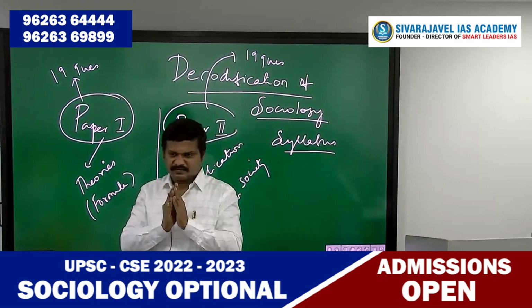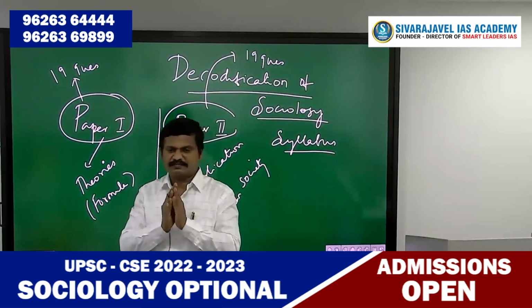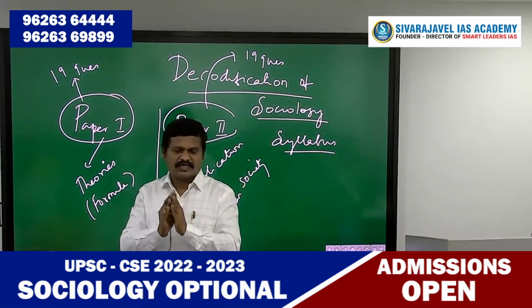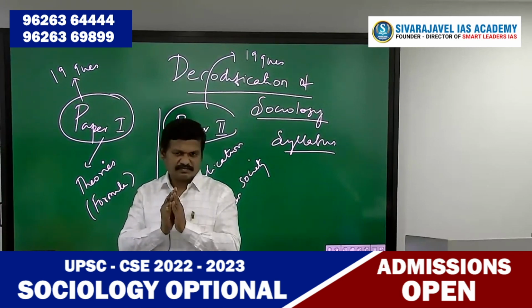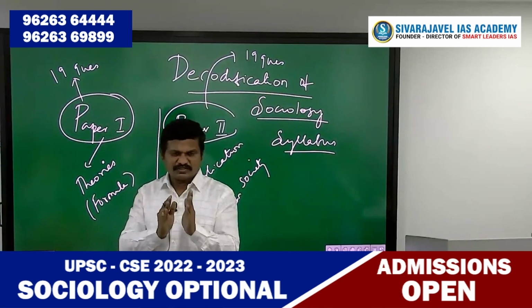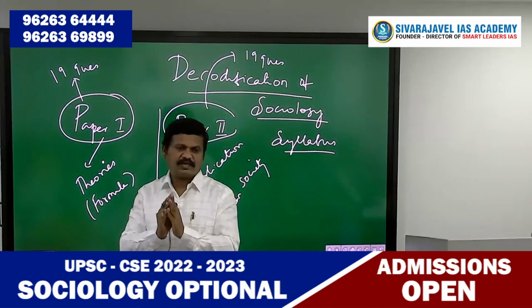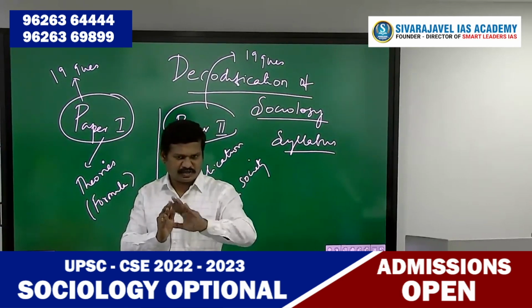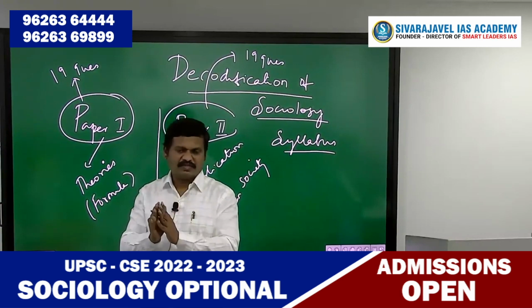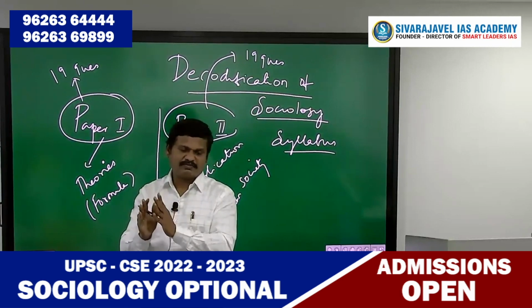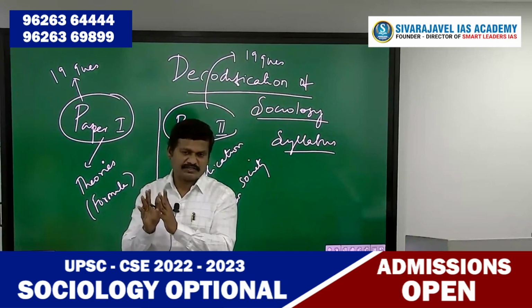I will keep tests regularly. Write the test and get it evaluated. After the course is over, from October onwards, I will start a 1 year test batch. In that 1 year test batch, we have two phases, phase 1 and phase 2. Phase 1 will be completed by February of 2023. In that phase 1, I'll ensure that you cover the entire paper 1 and paper 2 once. Then for 3 months, you just forget sociology and prepare for your prelims examination. Write your prelims examination on May 28, 2023.